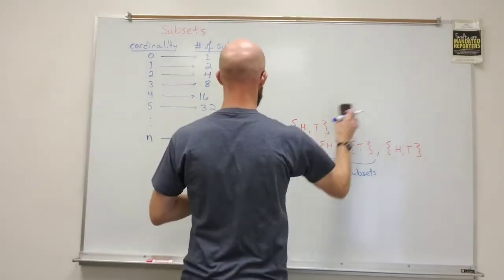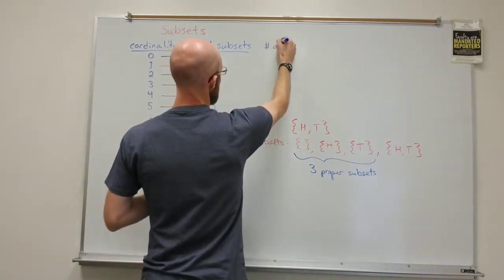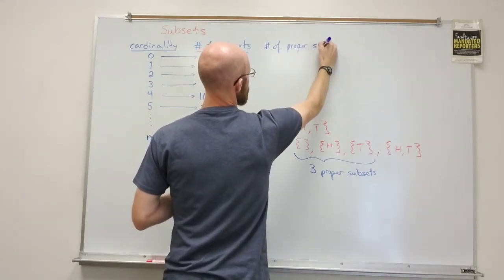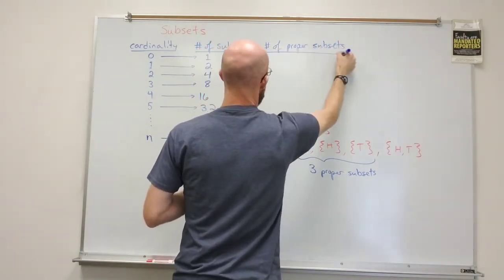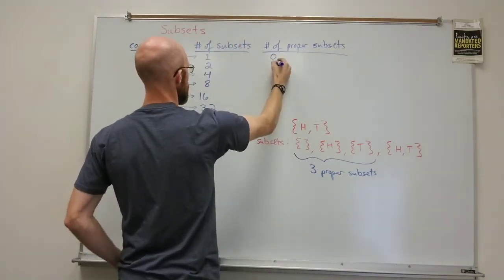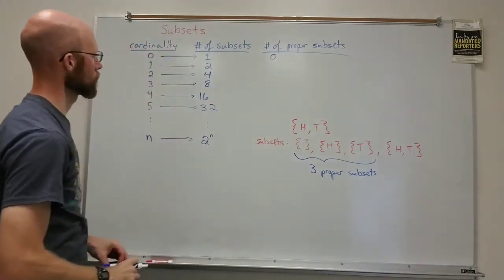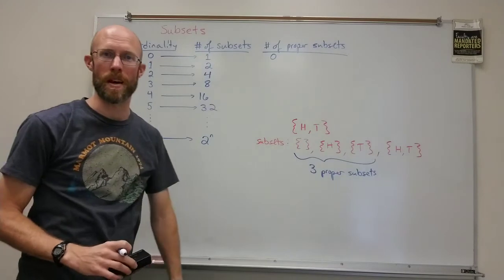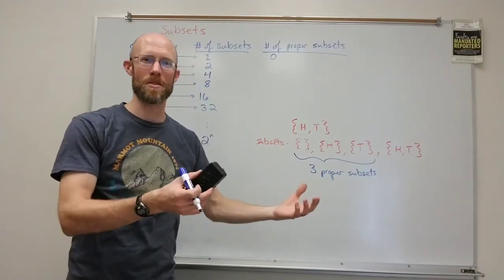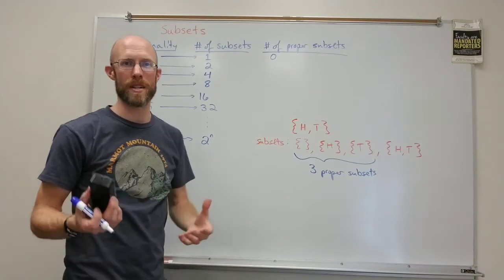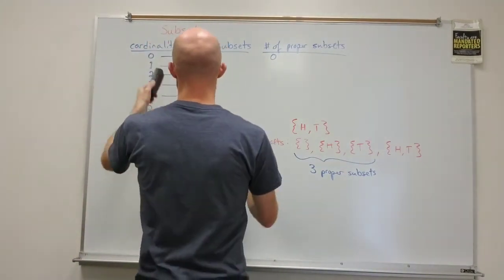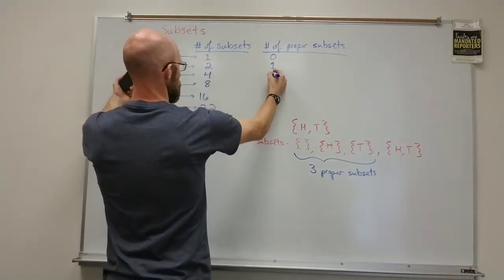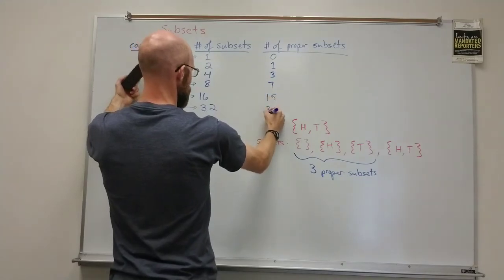So if I were to continue my table, number of proper subsets, you'd have zero, no, wait a minute. Oh, that's interesting. Yeah, there are no proper subsets of the empty set, because the empty set is its own subset. There are no other sets other than that. So there's no proper subsets for the empty set. There's one proper subset here. There's going to be 3, then 7, then 15, then 31.